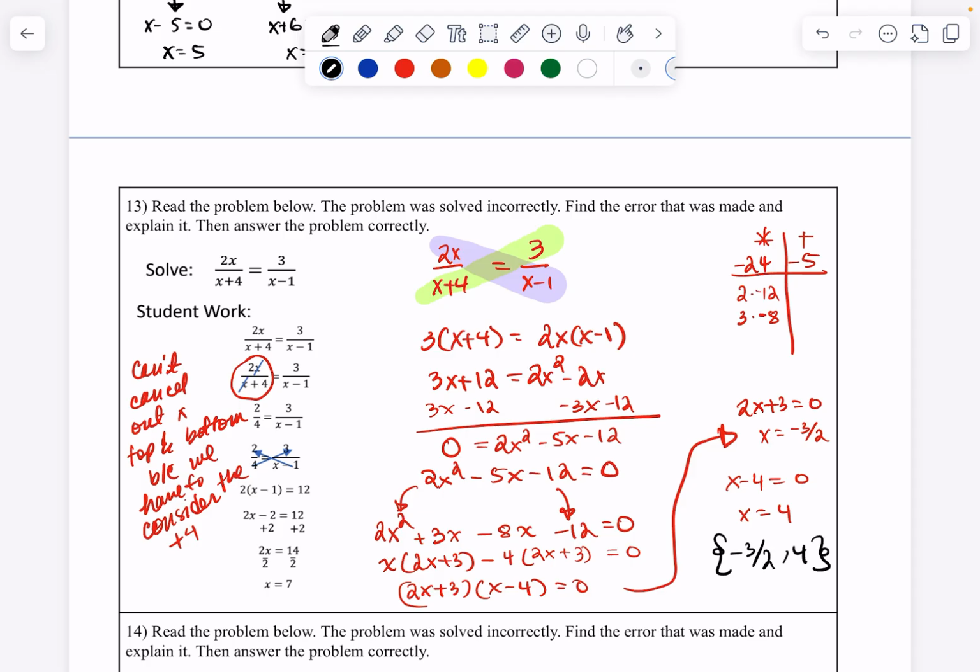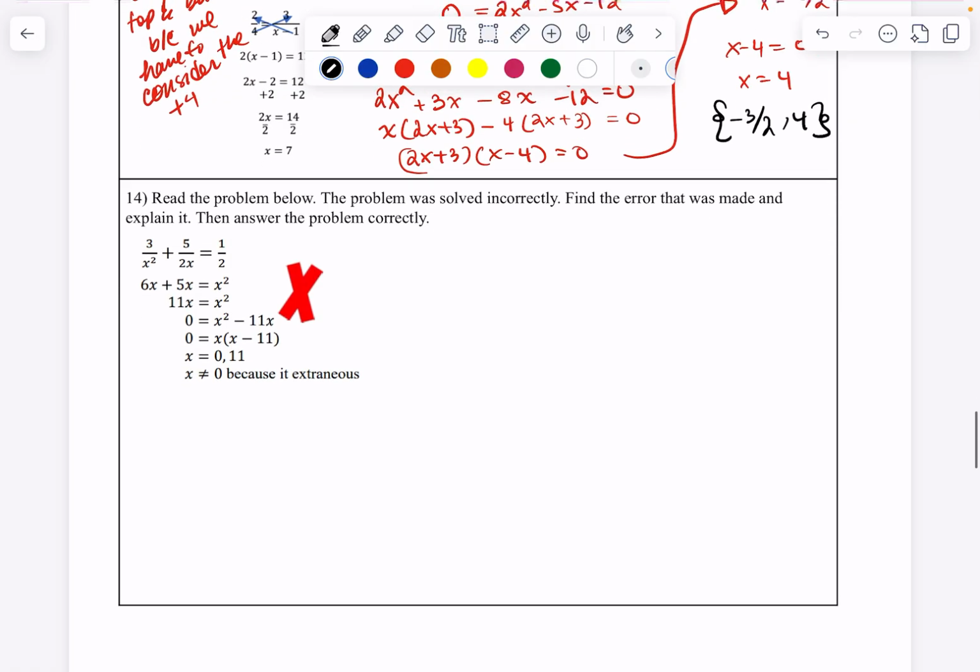All right, let's take a look at number 14. Number 14, let's see what mistakes I have. I actually sometimes start solving it before I even go on to it. So let's see.